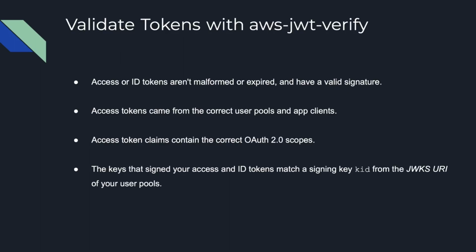Validating tokens is quite a bit of work. So AWS came up with the aws-jwt-verify library to make our life easier. This library will check that access or ID tokens aren't malformed or expired and have a valid signature. It will also check that access tokens came from the correct user pool and app clients, that the access token claims contain the correct OAuth 2.0 scopes, and that the keys that signed your access and ID tokens match the signing key ID from the JWKS URI of your user pools.